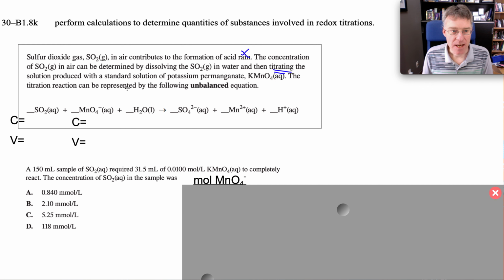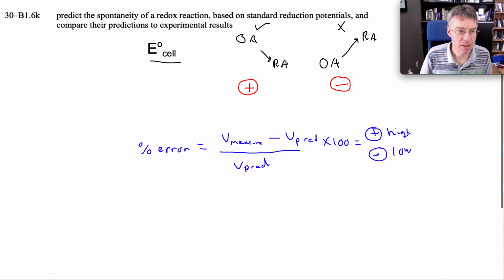Standard potassium permanganate. We've got an unbalanced reaction. Okay, so as soon as we see this is unbalanced, we need to use the balanced version. And we did this exact example already in one of the first questions. So I'm not going to rebalance this. I'm just going to pull our balanced equation from one of our first slides.